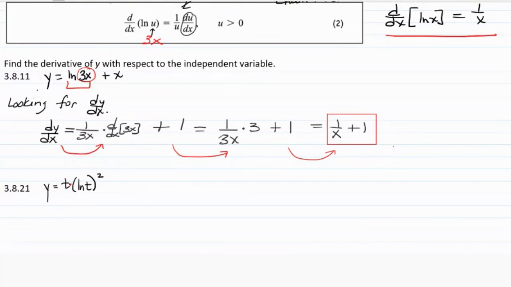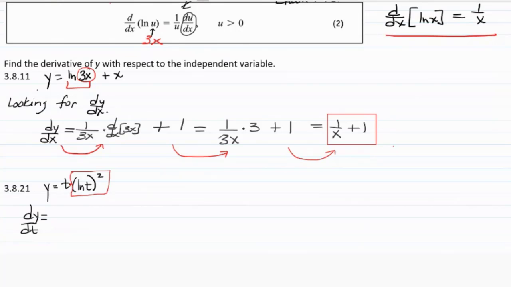Okay, let's find the derivative of y equals t times the natural log of t, quantity squared. Again, they tell us to find the derivative with respect to the independent variable, which is t in this case. So we're looking for dy dt this time. Okay, but does anything stand out about this problem? A composition, that's right. We have one function inside of another. If you look right here, we have a composition. So we know a chain rule is going to be involved.